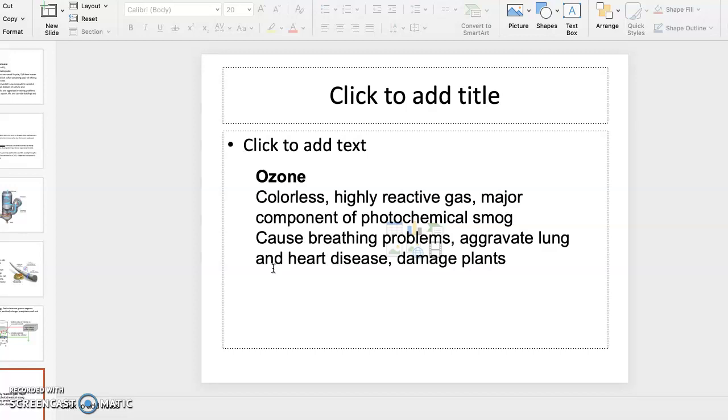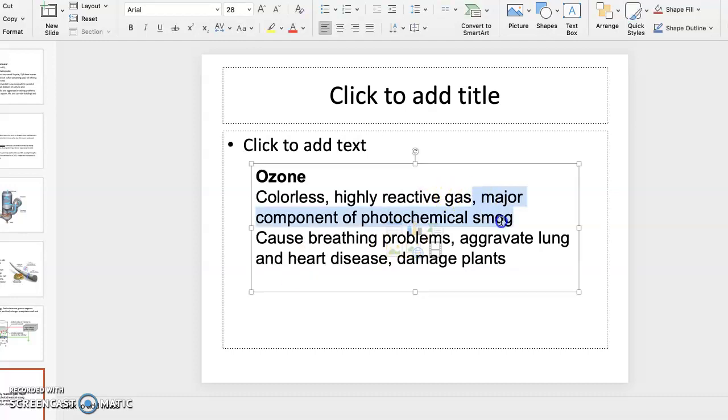Ozone. So ozone far away is good. Ozone close to the earth is bad. Ozone is going to be colorless and highly reactive, and it's going to be a major component in photochemical smog. So that's a big thing to know. Ozone, when it's close to the earth, is going to create photochemical smog. You have horrible breathing problems. You aggravate your lungs and your heart, and you damage plants.